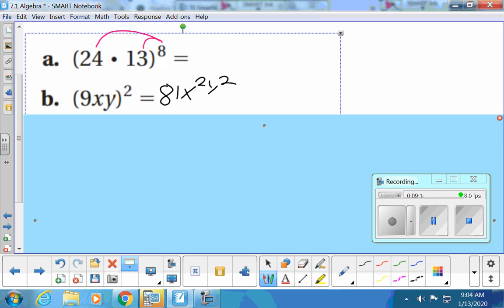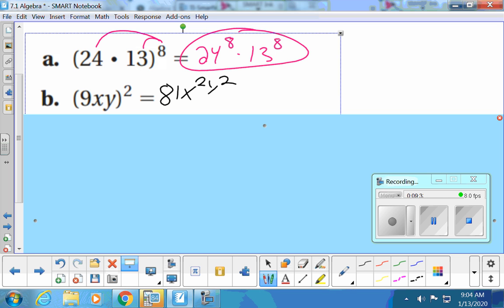Do the property. So it's 24 to the 8th, 13 to the 8th, and then leave it. I think that number would be ginormous. It might even be in scientific notation if you would type it into a calculator. So just demonstrate you know how to use the property.